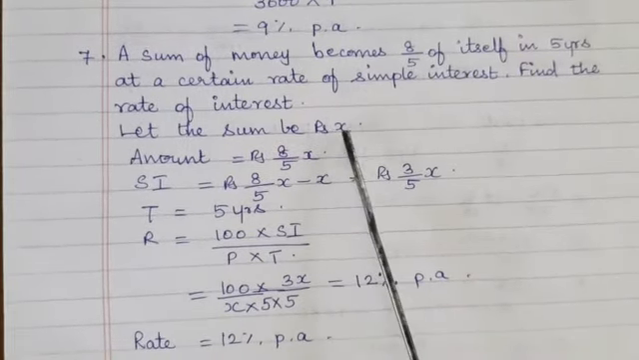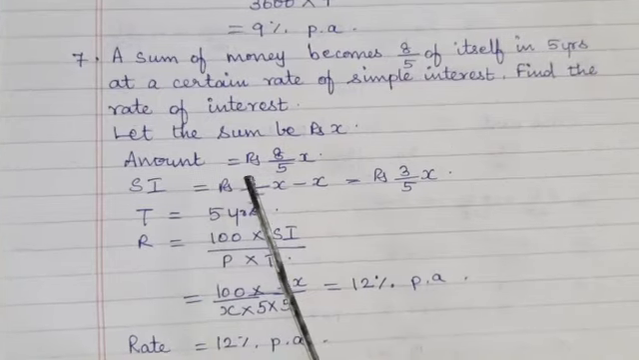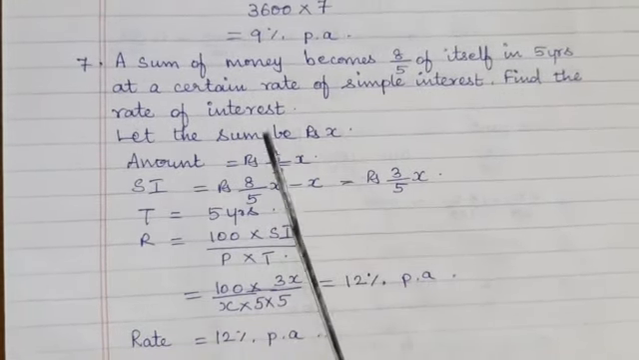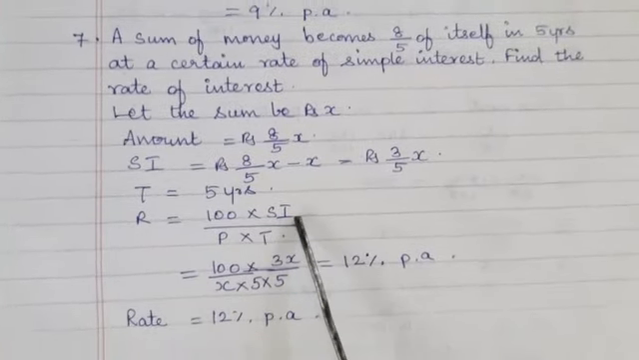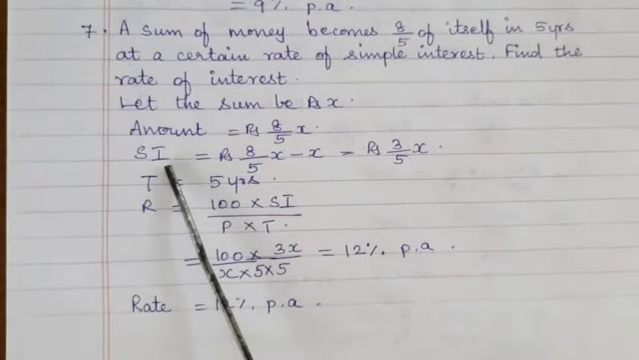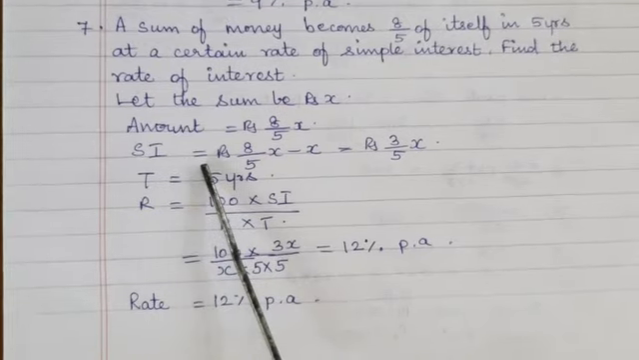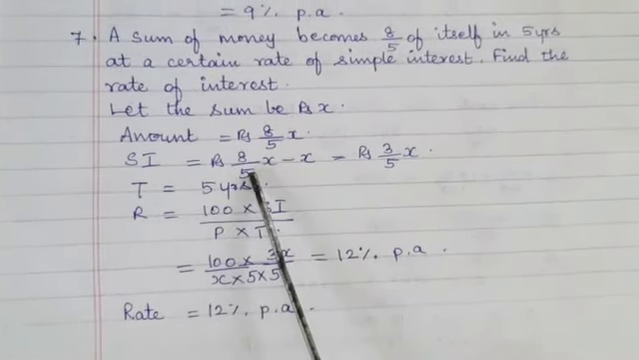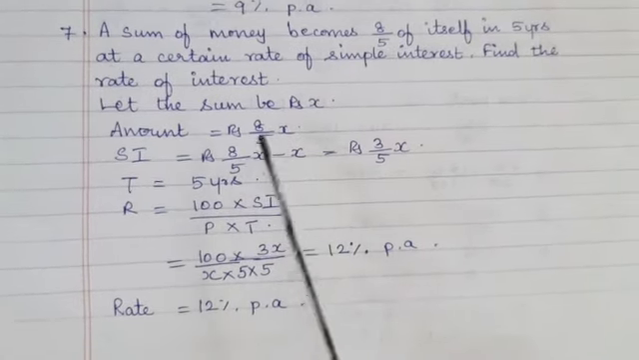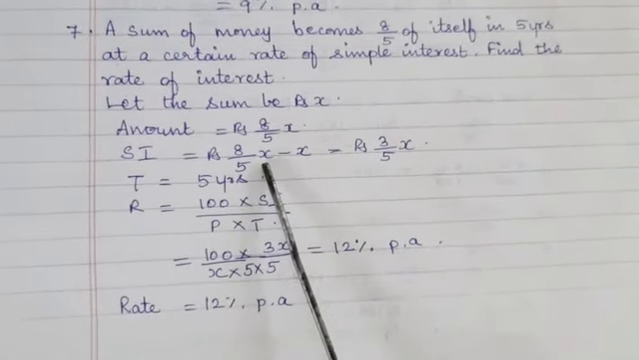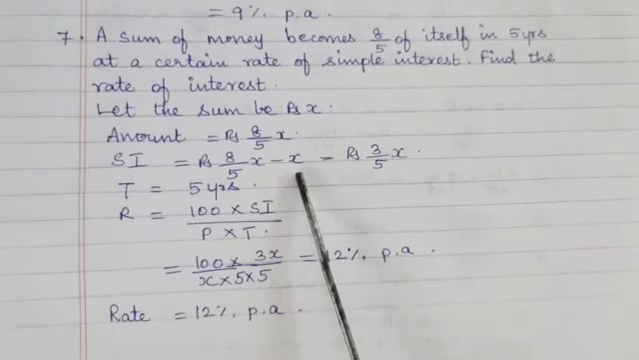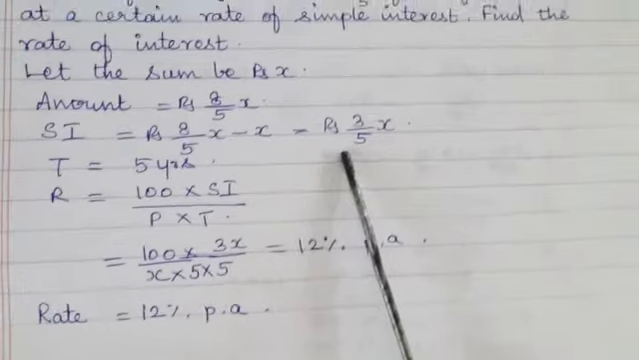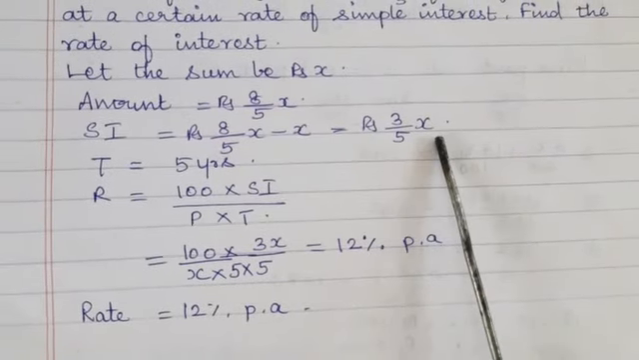Sum, we are assuming that x, so amount equal to rupees 8 by 5 x. For calculating rate of interest, we need SI. So first we have to calculate SI. What is the formula? Like the previous question, formula SI equal to amount minus principal. Amount is given 8 by 5x minus principal, that is x. So we take LCM and calculate it. After that the SI equal to rupees 3 by 5x.